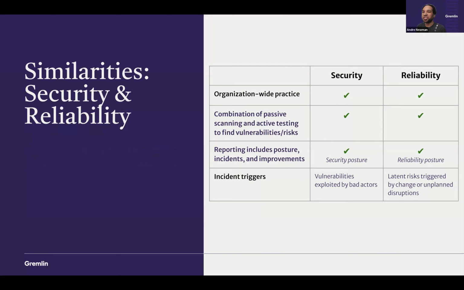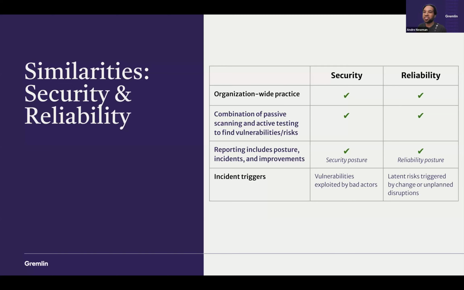First, security and reliability are both organization-wide practices. They both use tooling, of course, but they also require engineers and operation teams to understand why it's important and, of course, how to prioritize it when you're busy doing other things like development and new feature releases. Both also use a combination of passive scanning and proactive testing. By this, I mean you can use tools like HCP Vault Radar and Snyk to poke and prod at your systems and figure out where security vulnerabilities lie, and also do continual scanning.